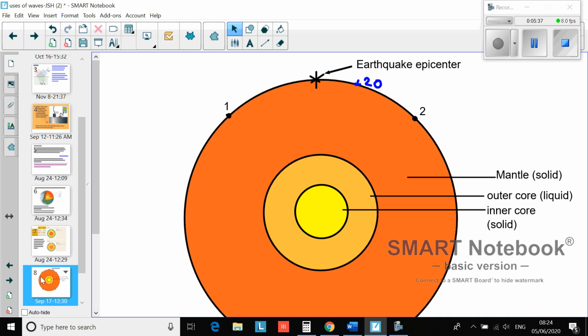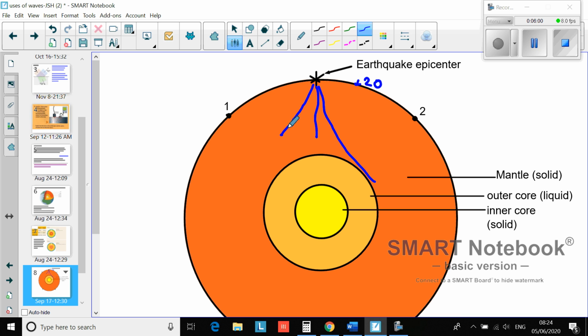Right. Let's think about this. The S waves travel outwards from the epicenter. Okay, so I'm just going to choose a color, do these in blue, for example. And what they do is they travel outwards like that in all directions. And what you get is this. Now, I've done that really badly. Just bear with me a moment.